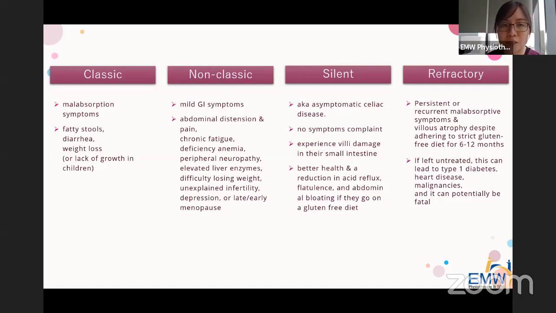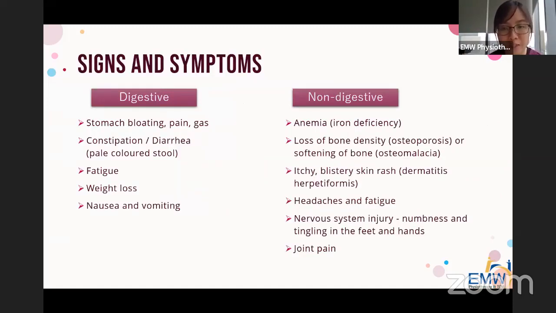Like I mentioned earlier, for celiac disease, there will be signs and symptoms affecting both the digestive, gut health portion, and also the non-digestive portion.